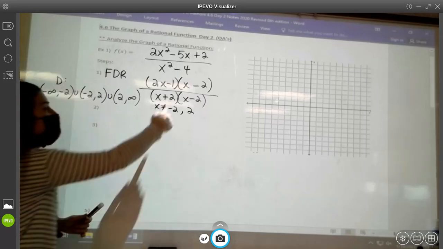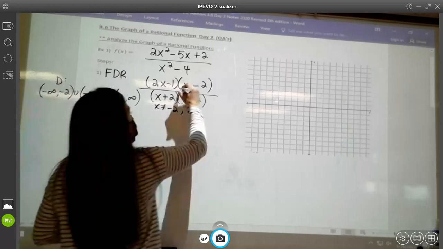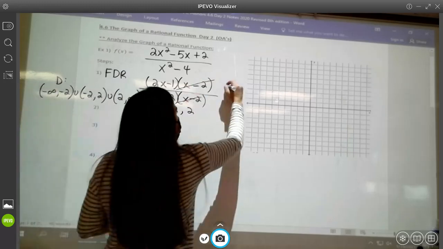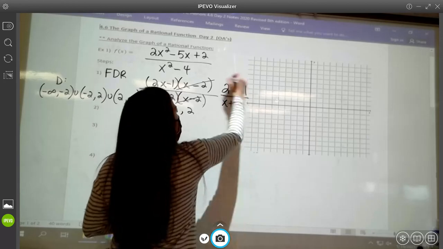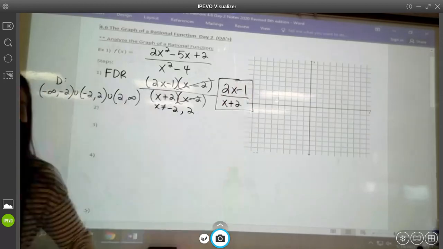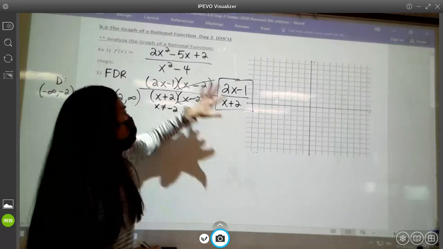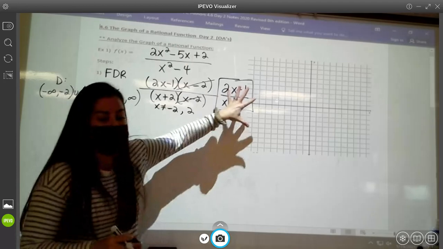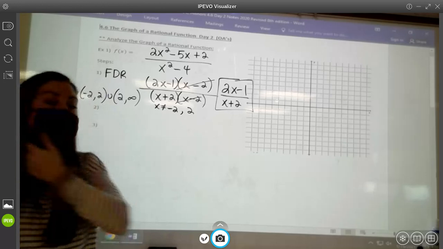So in this case, a factor of x minus 2 and a factor of x minus 2, they're going to cancel. And that's going to leave you with a new function, 2x minus 1 over x plus 2. Circle it, star it, highlight it, whatever you need to do. There should be no reason to have to use the original function once it reduces.